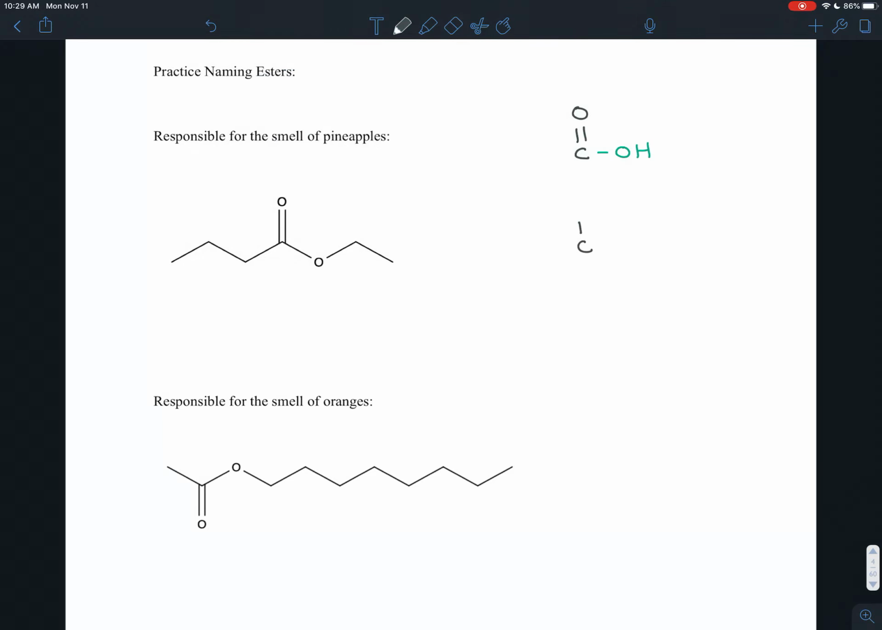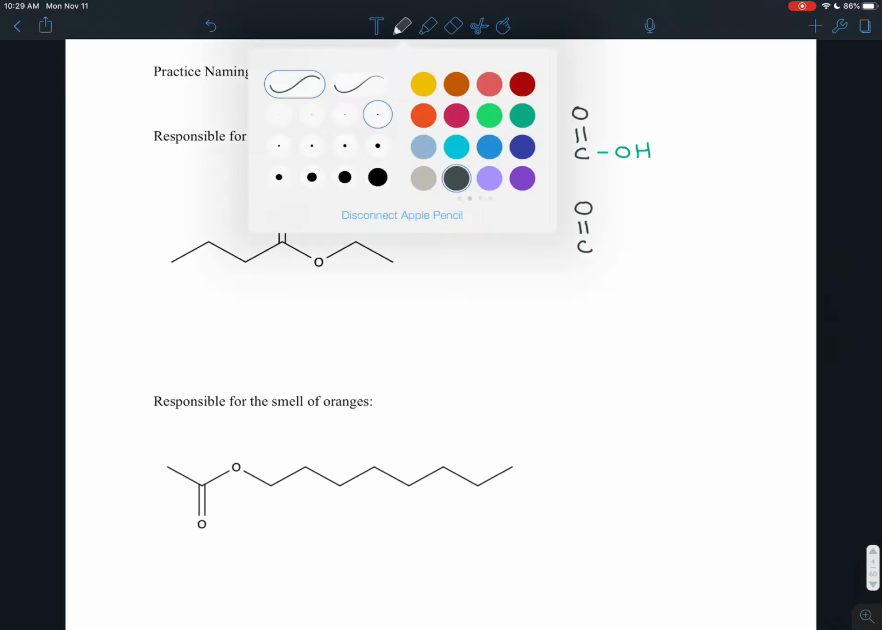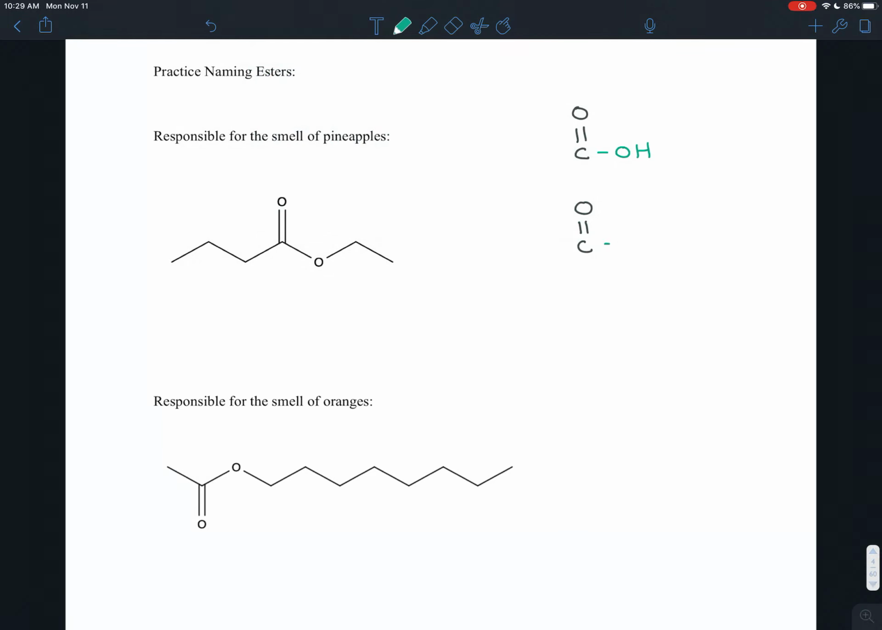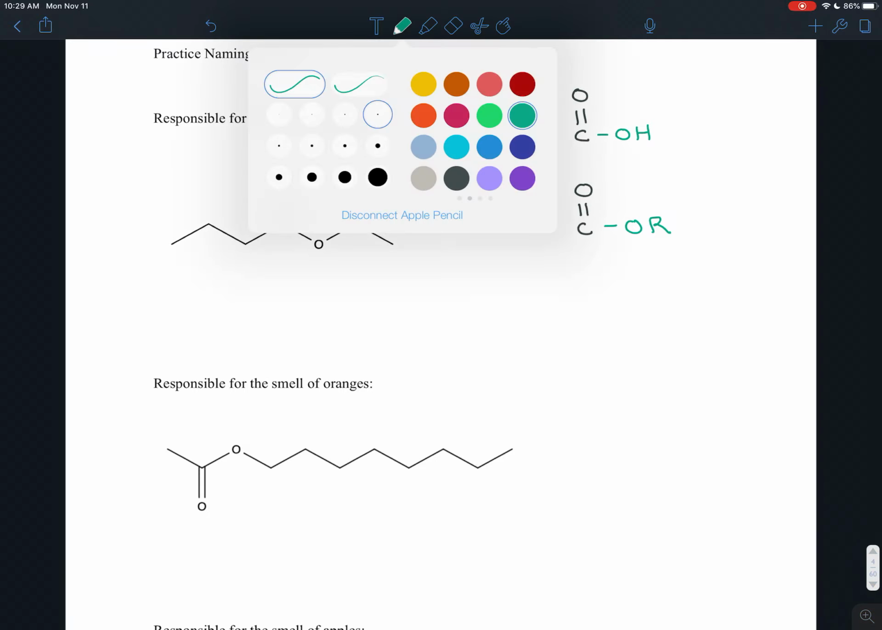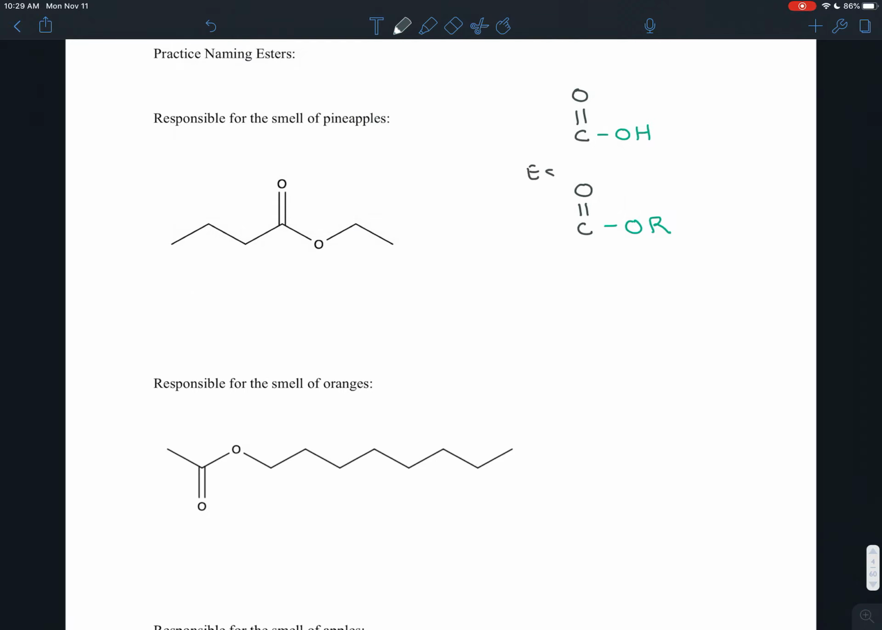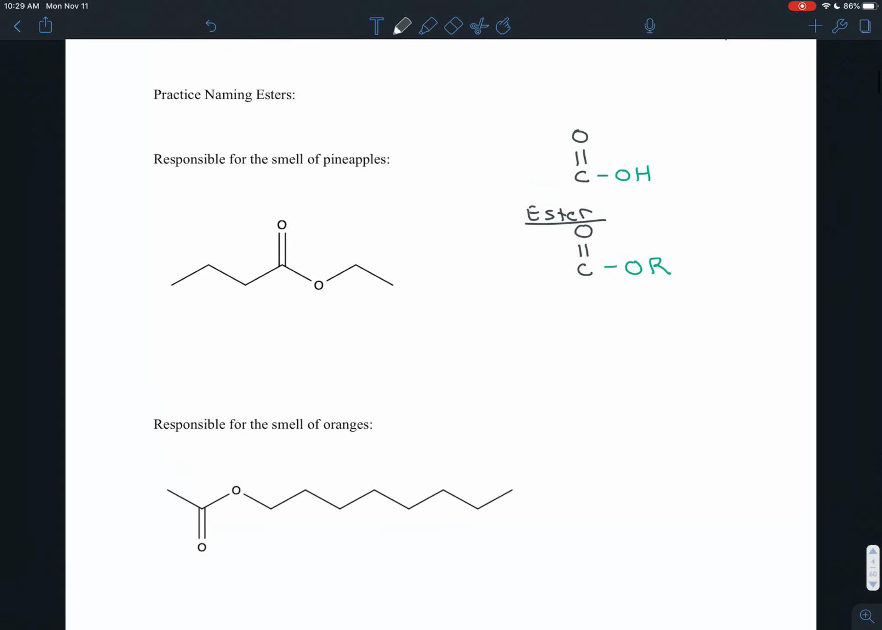If you take a carboxylic acid, that OH can act as a leaving group, and if you replace it with an ether, so an OR, where R is any carbon chain, then you get what's called an ester. So this is an ester here. Now, really you make that by having this carbonyl react with an alcohol as opposed to water.